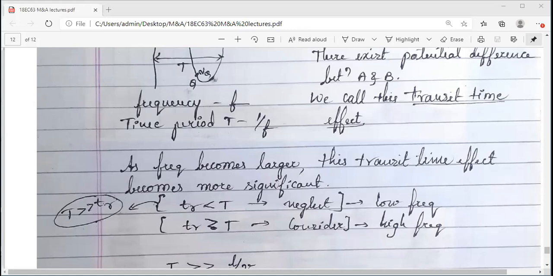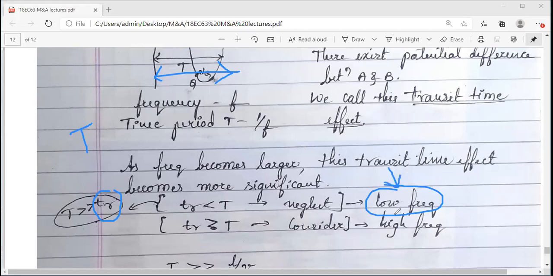Whenever you are working on low frequencies, the transit time effect is negligible. Low frequencies means what? This time period, the signal time period, is very much greater than your transit time. The delay between input and output is very small, very low, so you can neglect it. The transit time effect gets neglected.